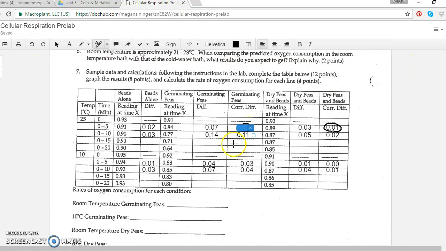Okay, we'll get you 0.11. Okay, and then 0.92 minus 0.87 for the dried peas and beads gets you 0.05, but then you have to subtract your control again, right? So then you're left with 0.02. Okay. So you're doing the same thing for the 10 degrees ice water bath. It's the exact same thing, and I actually just kind of already calculated the values for you guys. But make sure you check that out on your own.